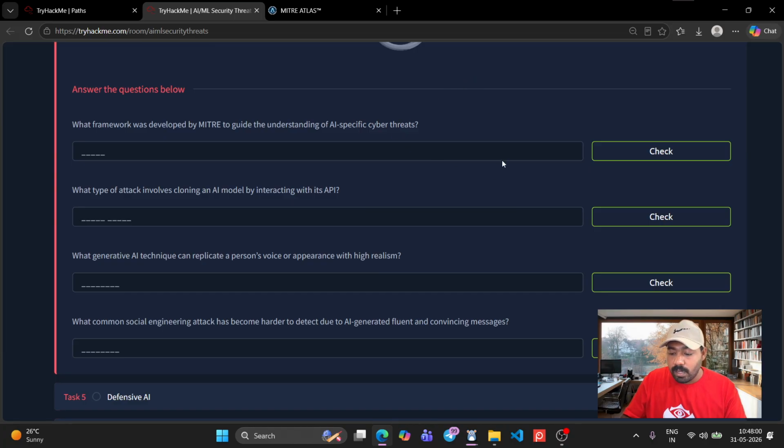Now let's look into something. What are the frameworks deployed by MITRE to get an understanding of AI-specific threats? So that is MITRE ATLAS.